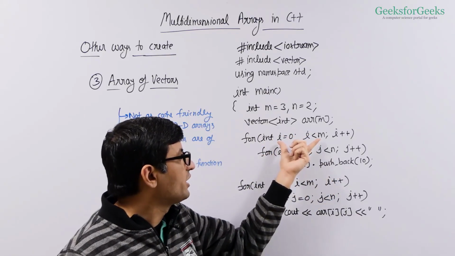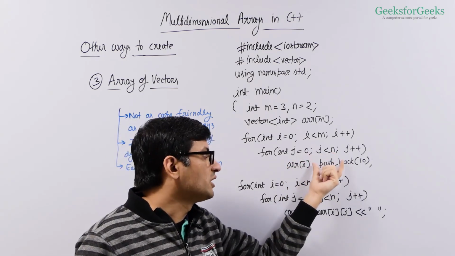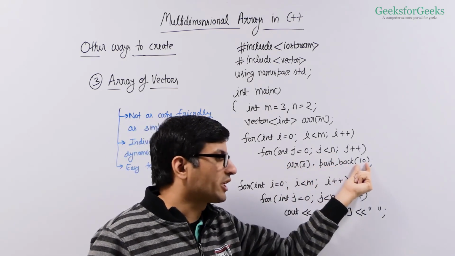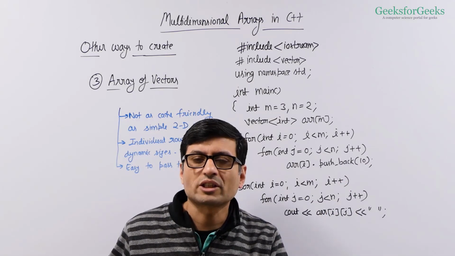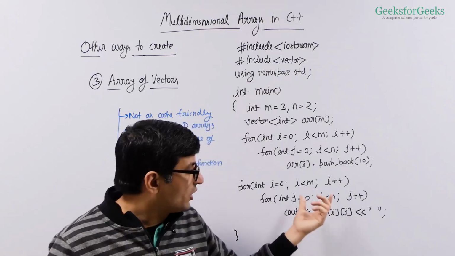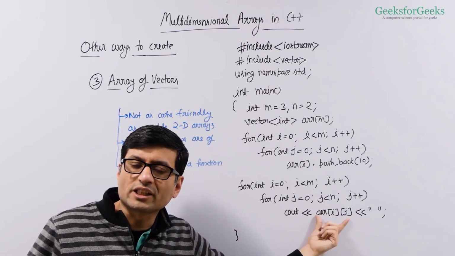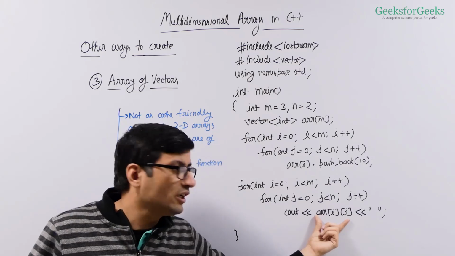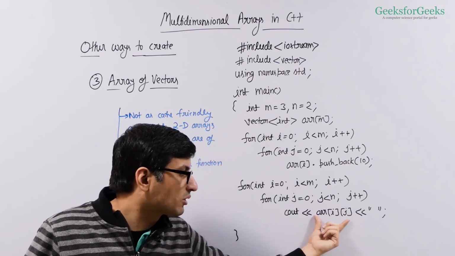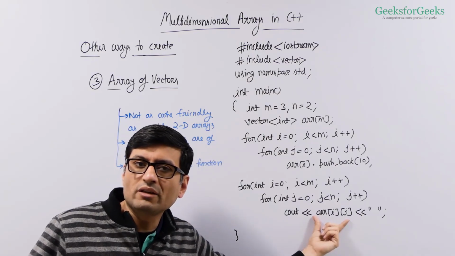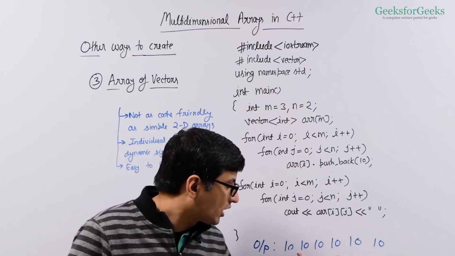So once we have created m vectors, we store the contents of individual rows. We traverse through every row. For every row, we push n items into every row. And we are simply pushing 10. We are creating an array of size 3 cross 2 where every element is 10. And then we are printing this 2D array. We can use the same syntax as we use for native 2D arrays here to print these elements from this array of vectors. And the output of this program is going to be 10 6 times. So this is the output of this program.